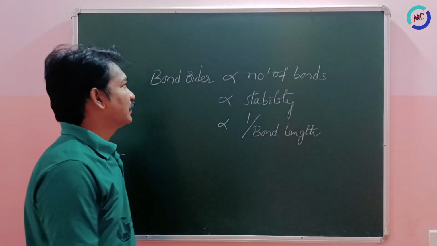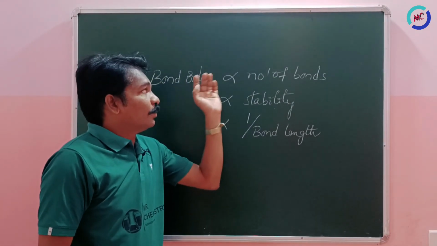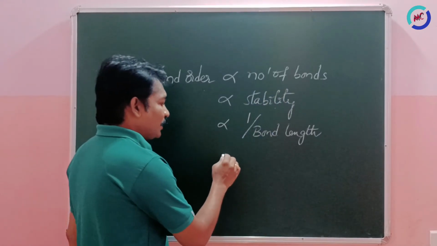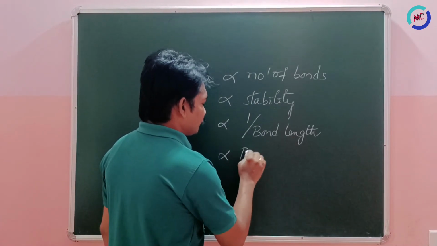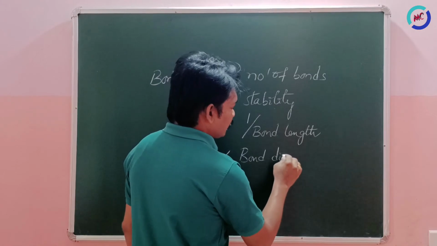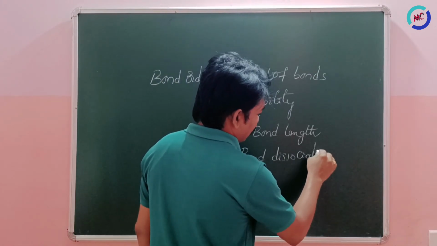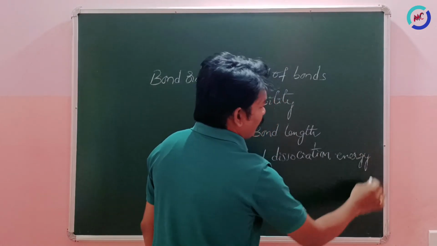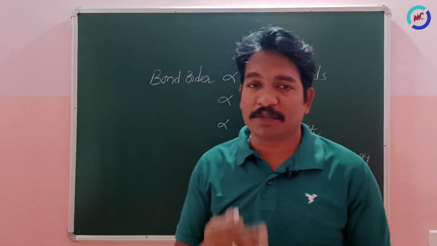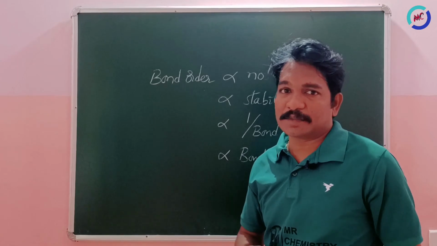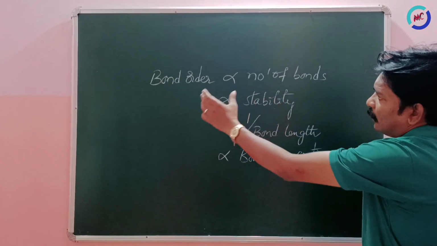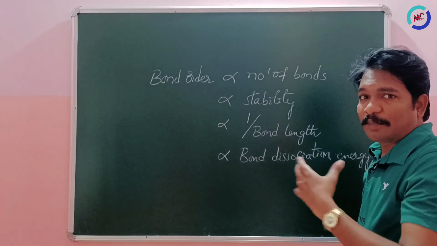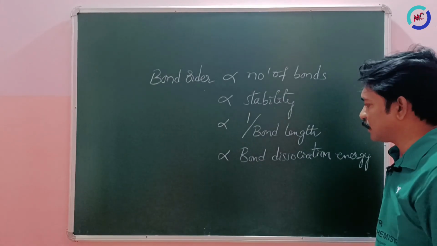Reciprocal to bond length. And the more the bond order, the more will be the number of bonds and the more will be the stability. As a result, the bond dissociation energy is also proportional. It is proportional to bond dissociation energy. What is meant by bond dissociation energy? Bond dissociation energy is nothing but the energy required to break the bond between the bonded atoms. And see here, if it has more bond order, it has more stability. As a result, we require more energy to break the bond. That's why bond dissociation energy is also more.